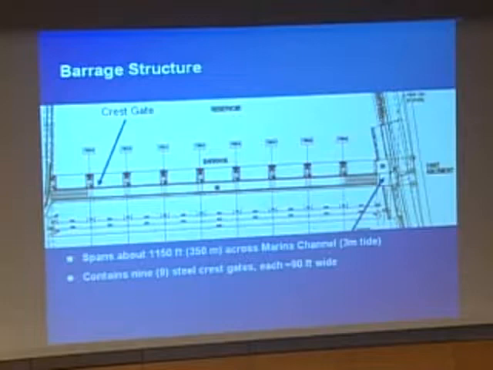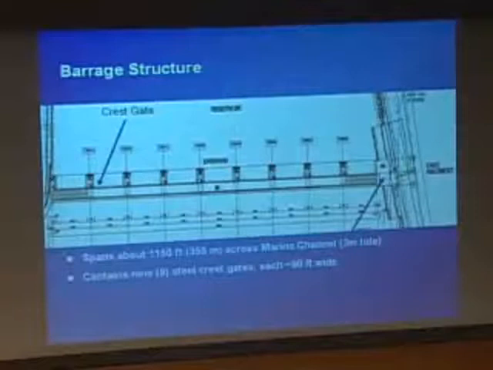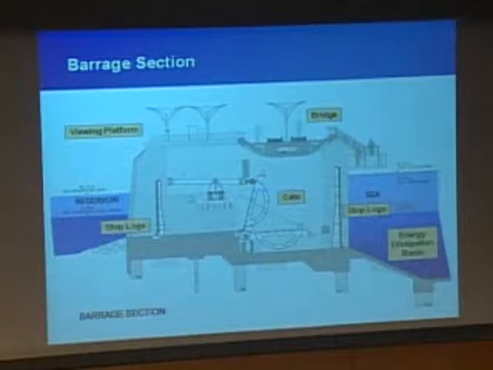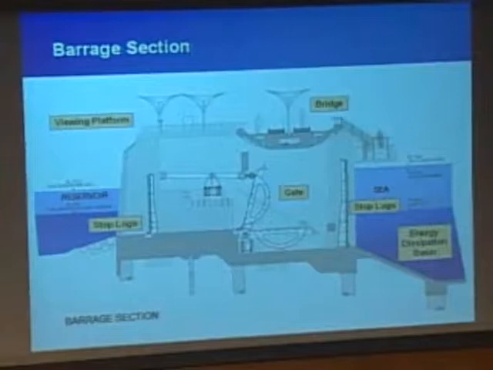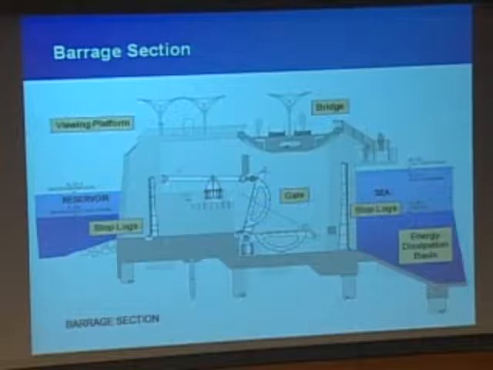We have 9 crest gates in here. Each one of them is about 90 feet wide, 27 meters wide for each gate. This is what each gate looks like in section. This is 5 meters tall on the gate. When it's open, it's like this. It's called a fish belly gate because it's hollow and it'll in fact float up and it shuts by itself. You don't have to force it shut, it's buoyant. These are stop logs that are in place to allow you to do maintenance work on the gate.